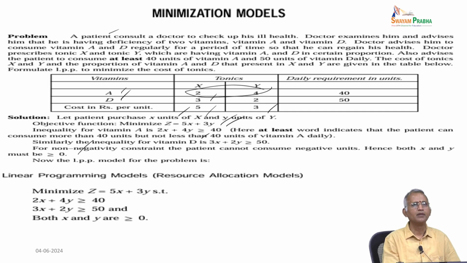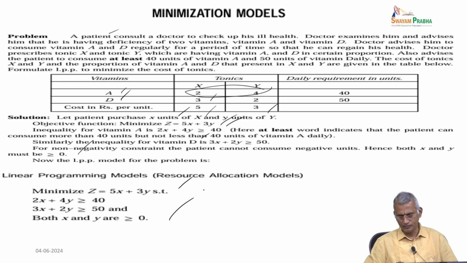Therefore, the LPP model for the problem is: minimize Z equals 5x plus 3y subject to the constraints 2x plus 4y greater than or equal to 40 and 3x plus 2y greater than or equal to 50, and both x and y are non-negative.